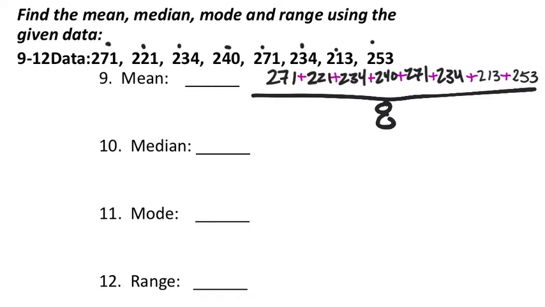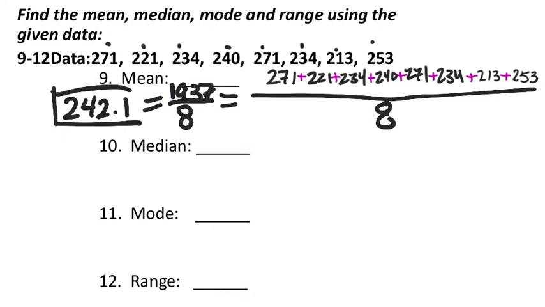So I'm going to add these numbers together and see what I get from my numerator. Of course, the denominator is going to stay the same. So 271 plus the rest of them. Yeah, I got 1,937. And we're going to divide that by 8. Divided by 8, I get 242.125. I'm just going to round that to the nearest tenth again. So our mean is 242.1.